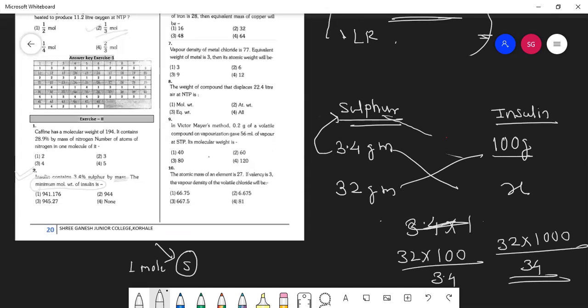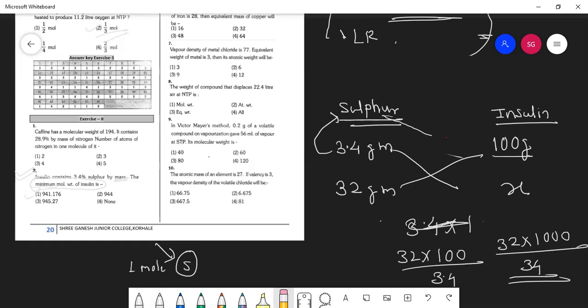First, did you understand what is the meaning of minimum? Because like this question, many times it is asked. Sometimes insulin, sometimes hemoglobin. Last time we solved the question of hemoglobin. Do you remember it? During teaching, I solved the question of hemoglobin. Yes, sir. Yes, very good.